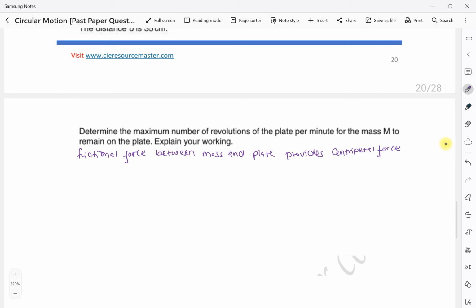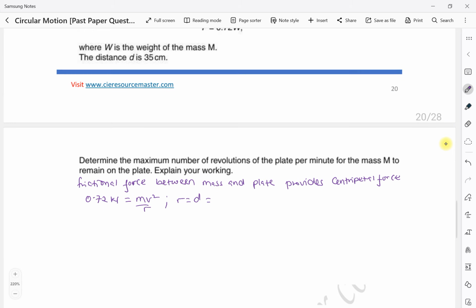So the frictional force provides the centripetal force, and remember centripetal force is mv squared over r. The frictional force was given as 0.72 W. This is going to be equal to mv squared over r. And of course, r is d, which is 0.35 meters. And we know that v equals omega r, but r is d, so this is omega times d.